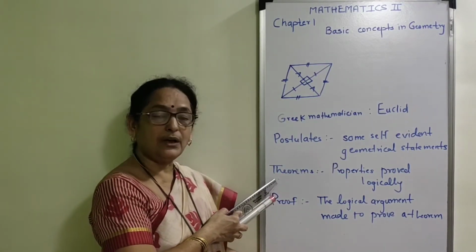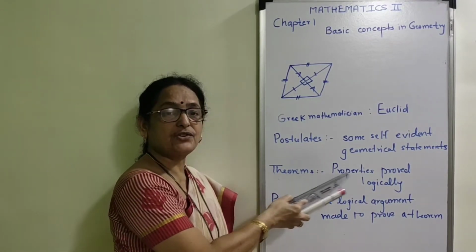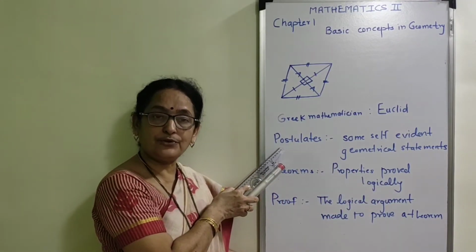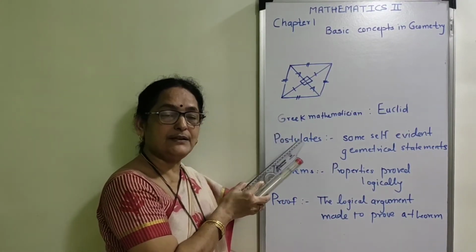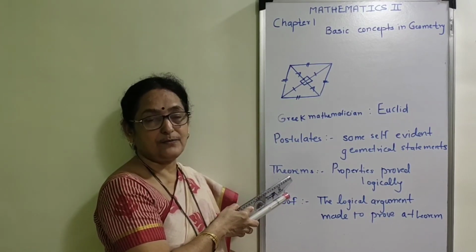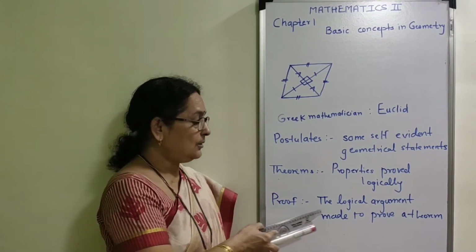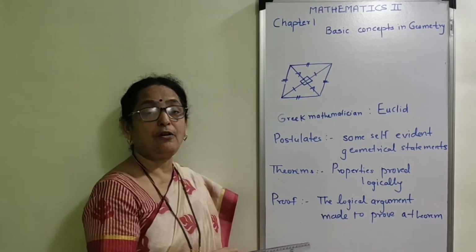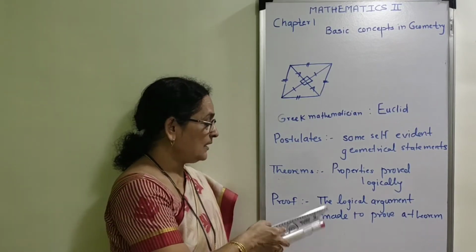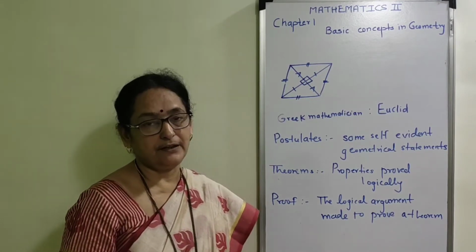Then the new term which is said to be a theorem: the properties which can be proved logically with the help of given postulates or the postulates we already know. Such properties are said to be theorem. Then what is the meaning of the word proof? The logical argument or logical explanation of your theorem is said to be the proof of the given theorem.